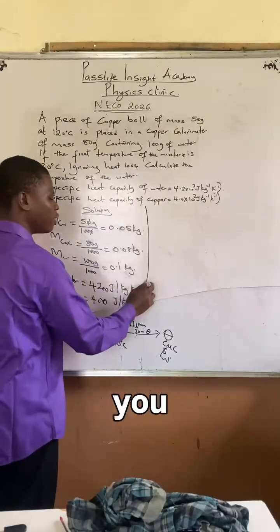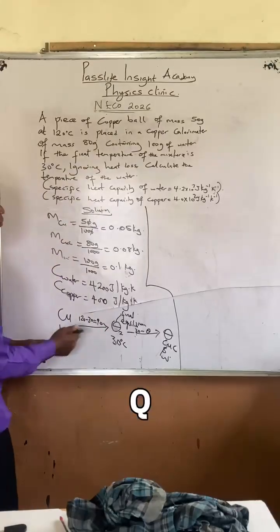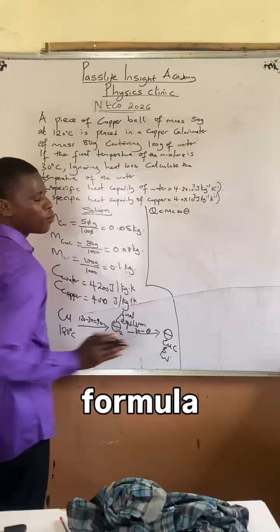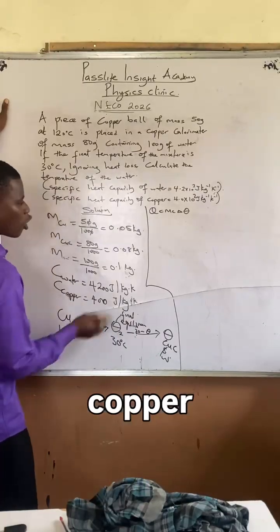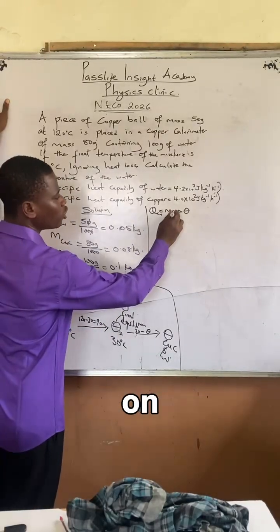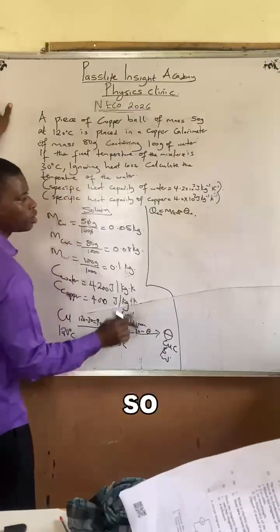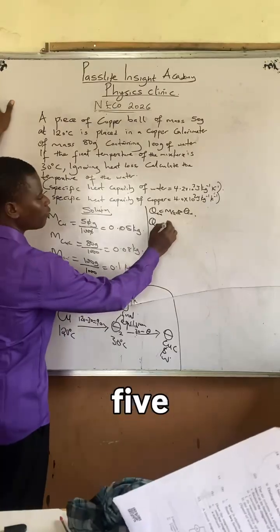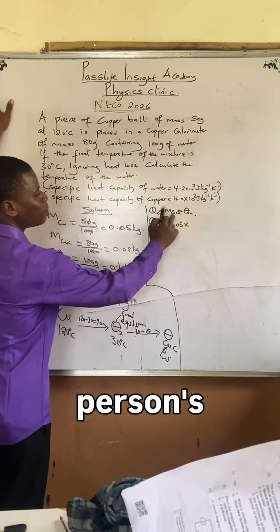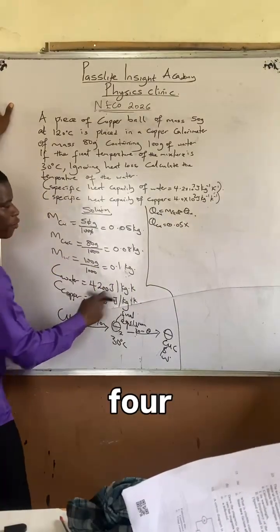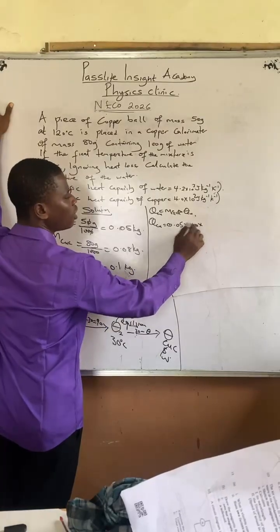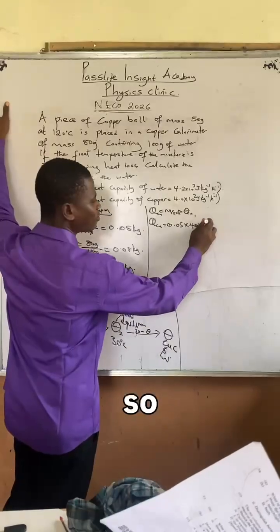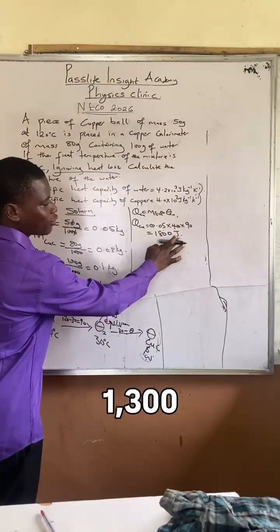If you want to get the formula, just go straight to it. Our formula is Q equals MC change in theta. The first one is copper, Cu. Q of copper: mass of copper, 0.05, specific heat capacity of copper, 400, change in temperature 120 minus 30, that is 90. So Q of copper is 1800 joule.